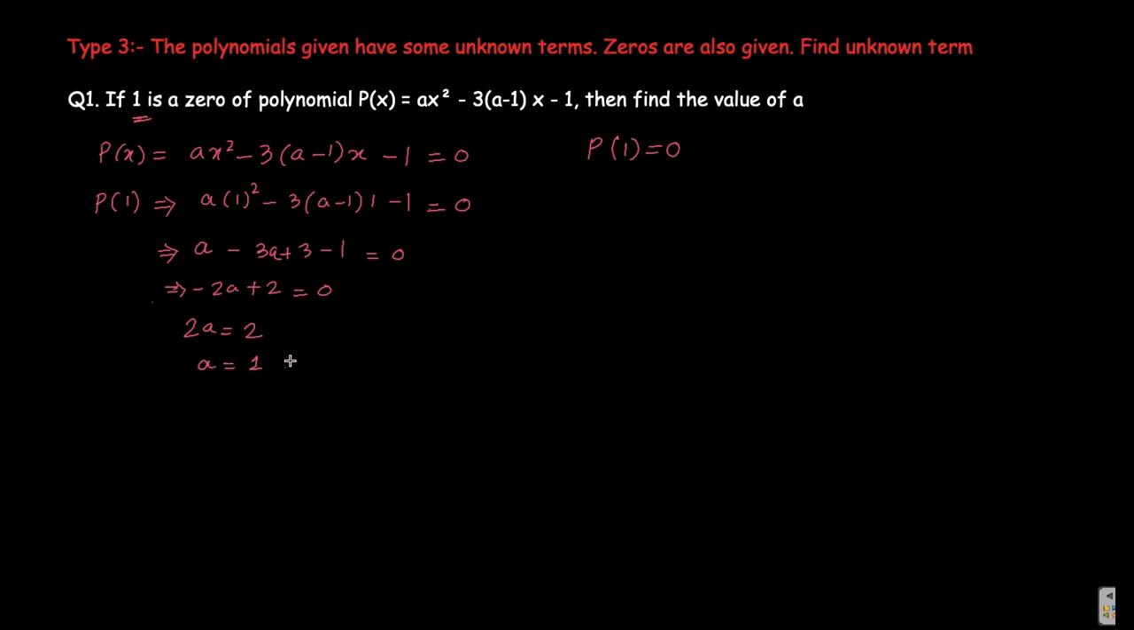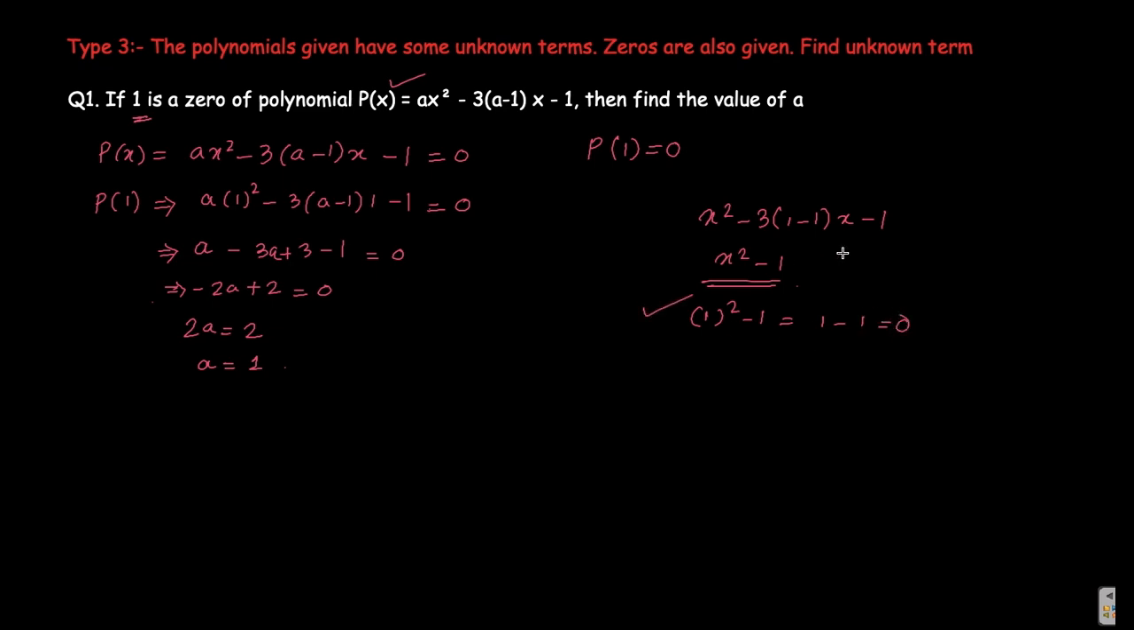So if we put a as 1, then the equation becomes x square minus 3 into (1 minus 1) into x minus 1, that is x square minus 1. Now if you put 1 over here, 1 square minus 1 is equal to 0.